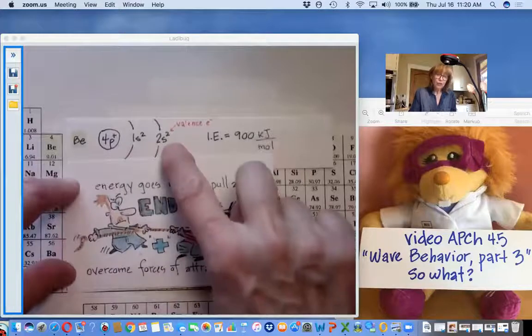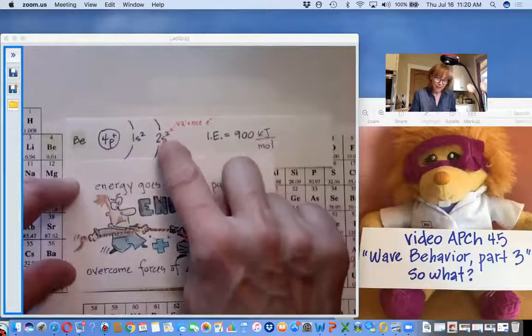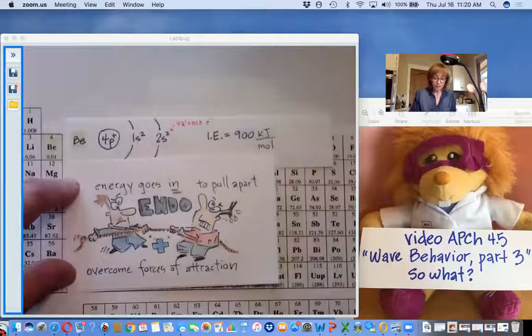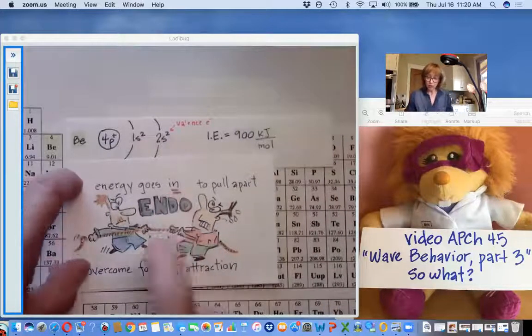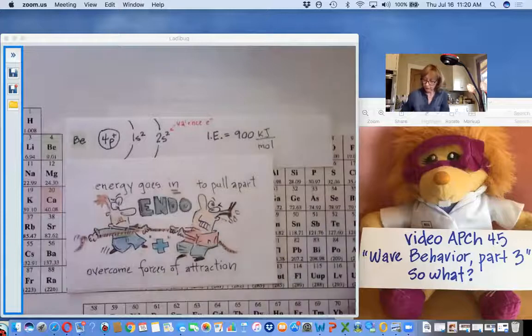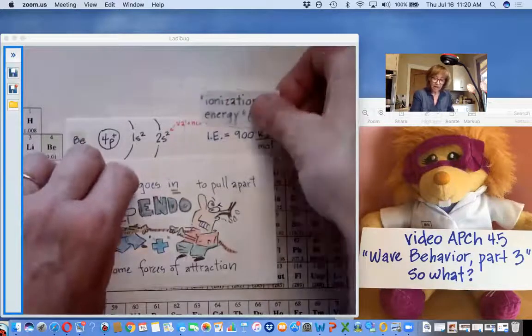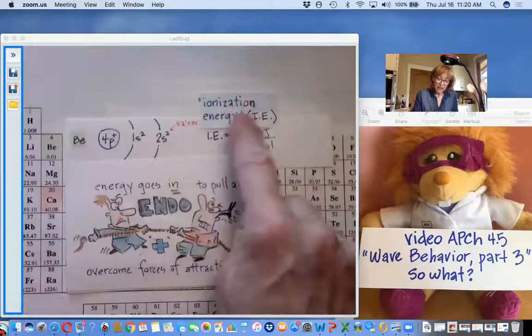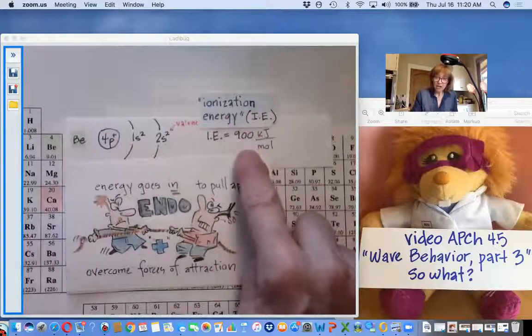But if you wanted to knock off one of these electrons, totally remove it from the atom, then energy has to go in. And we refer to that energy as ionization energy. For beryllium, that ionization energy is equal to 900 kilojoules per mole.